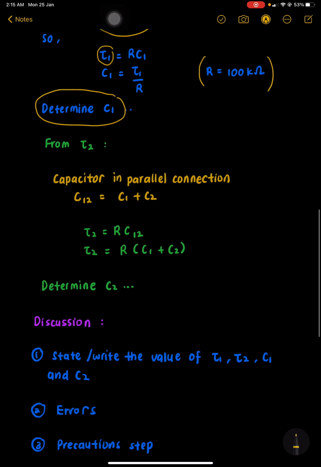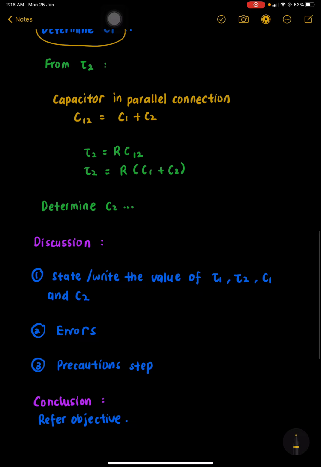After that, from tau 2, you can determine capacitor 2. Because the capacitors are in parallel connection, C12 is equal to C1 plus C2. Tau 2 comes from the graph, R is 100 kilo ohm, and C12 is the combination of C1 plus C2. Substitute the C1 that you got from the calculation above and then you will determine C2.